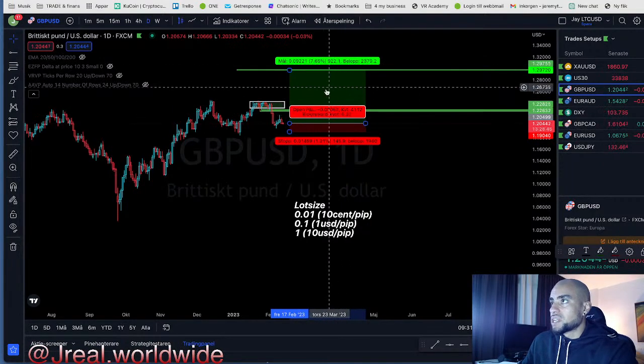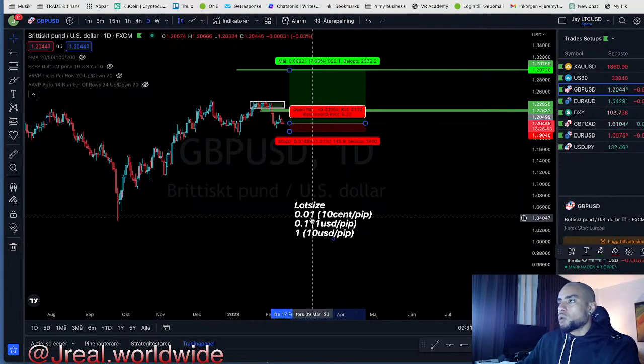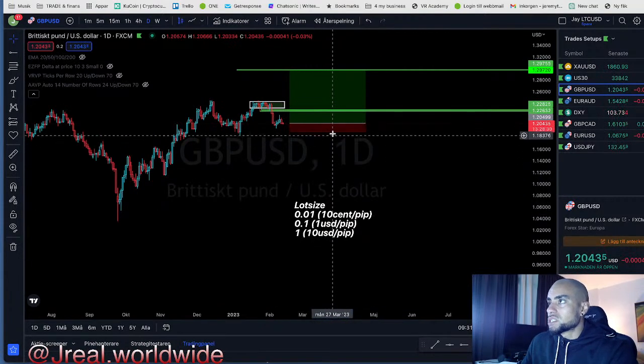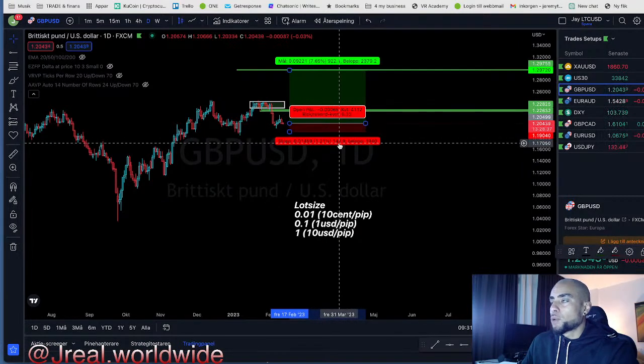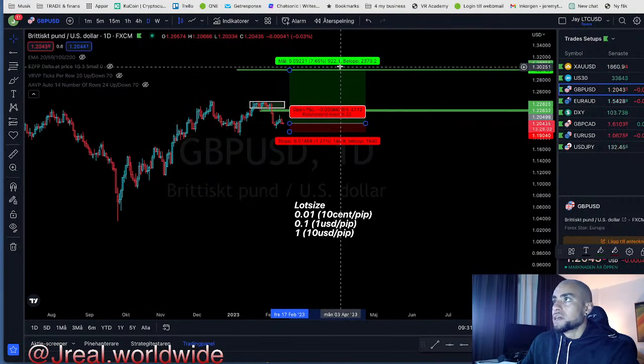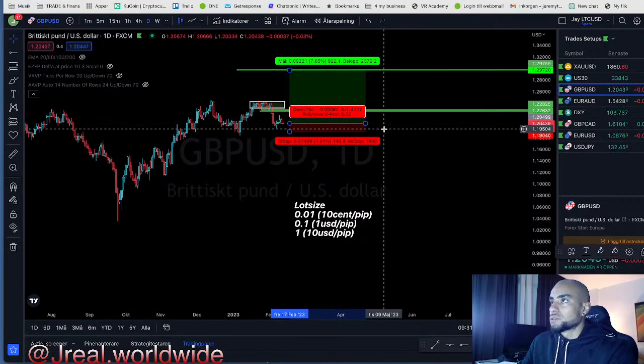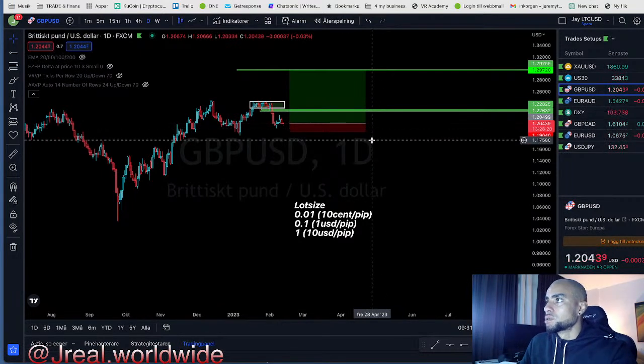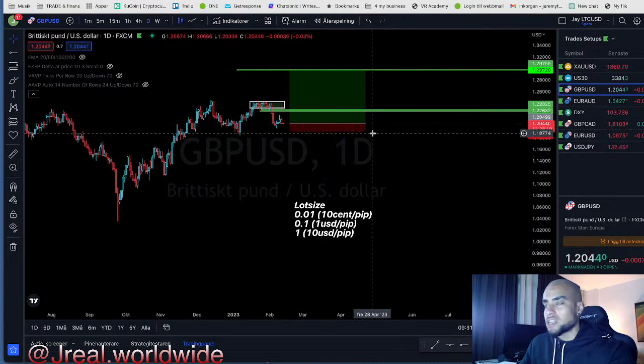So in this trade here, with a lot size 0.01, we would risk 14.5 US dollars to win 92.2 US dollars. Okay, I hope that makes sense. I hope you understood that. I hope that clarifies things when it comes to lot sizes, stop loss and pips.